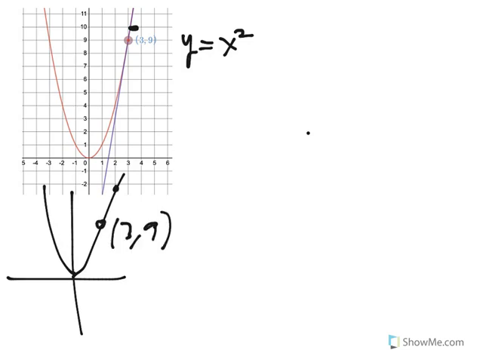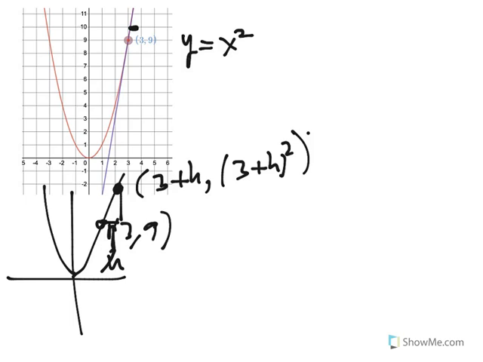So this point over here, I'm going to call the difference between the x coordinates h. It's a small number, presumably, so 3 plus h is the x coordinate. This is on the parabola, so the y coordinate is (3 plus h) squared. Now, if h is not 0, this line is not a tangent line. It's called a secant line.